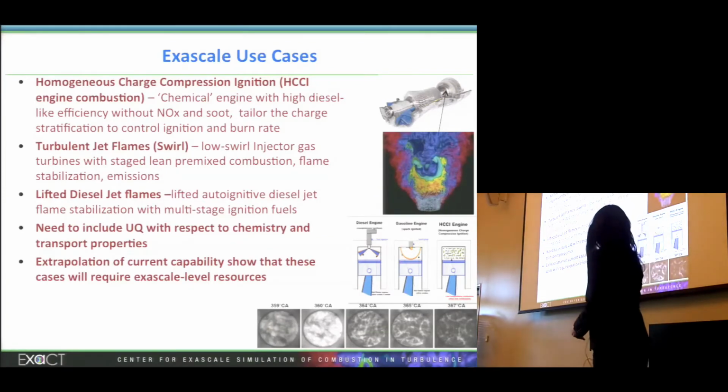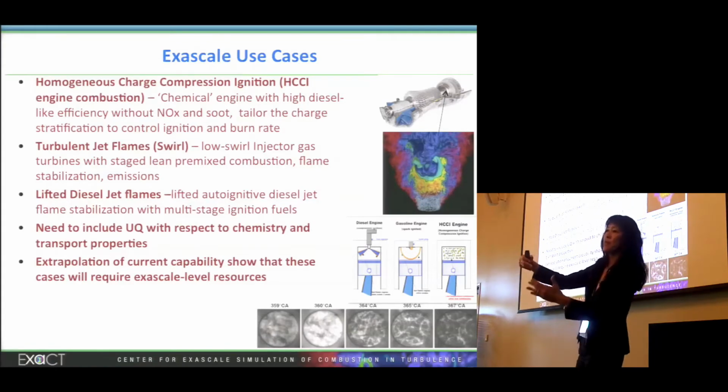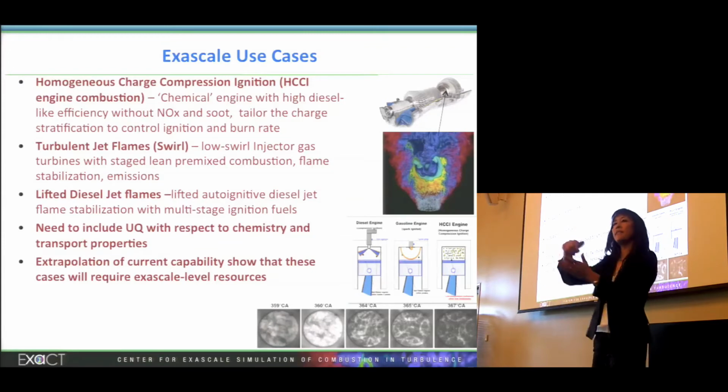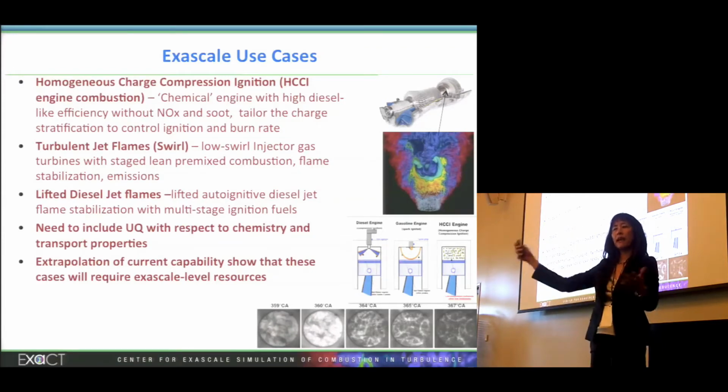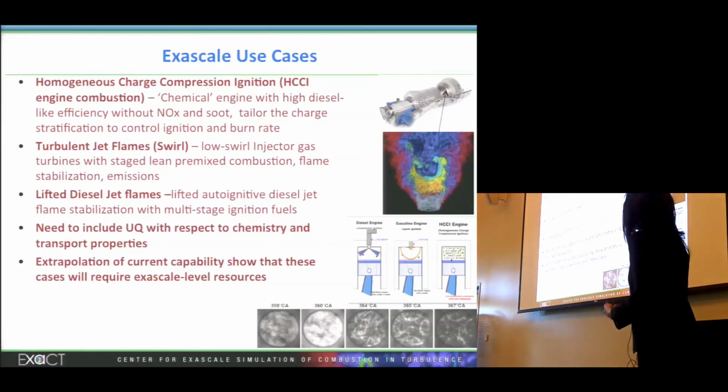Another category is dealing with lifted diesel jet flames. In this case, we're looking at lifted diesel jet flames at high pressure that are trying to propagate upstream into a soup of cool flame low temperature ignition radicals. How does a flame stabilize there? What position does it stabilize at? That affects sooting processes, for example, that occur downstream of that point. In all of these problems, we want to look at UQ with respect to chemistry and transport properties. We've extrapolated that our current petascale capabilities show that these cases will require exascale level resources.